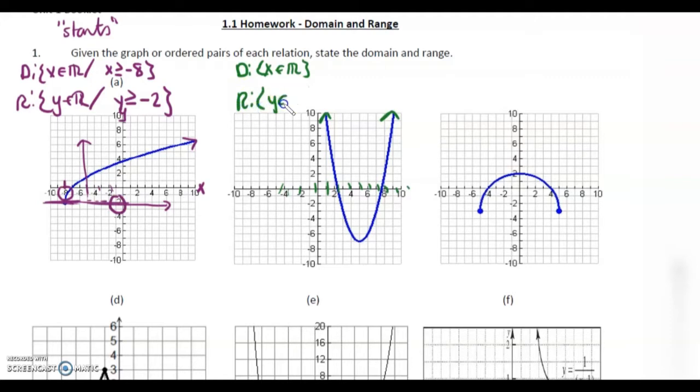Okay. The range is a little bit different. What we want to do is find the max or min point. So with a parabola, I see that this is going to be -7. And then we have to decide whether it opens up or down. So this definitely opens up. So we start at -7 and we go up. So y is greater than or equal to -7.